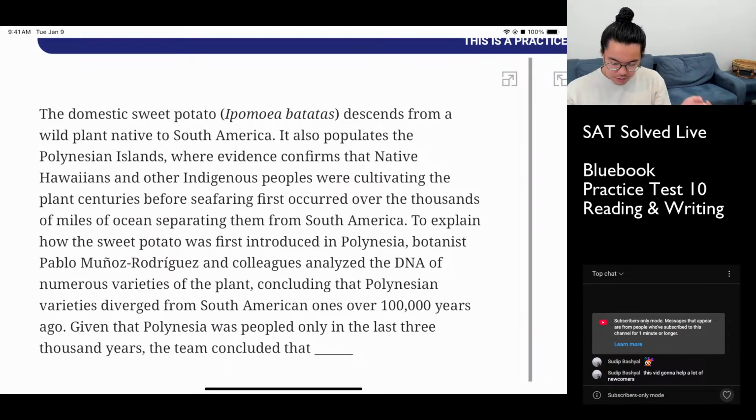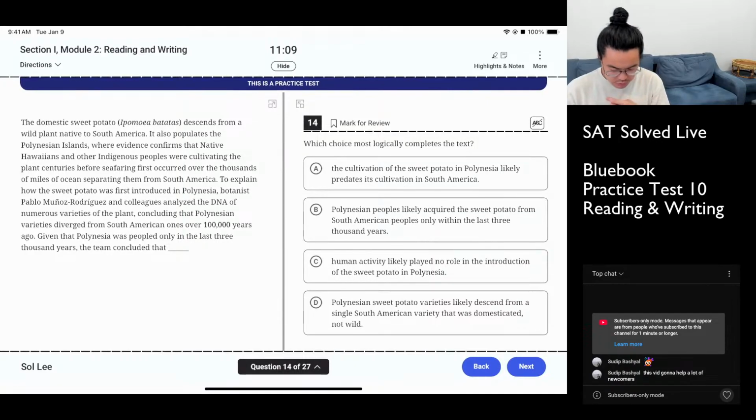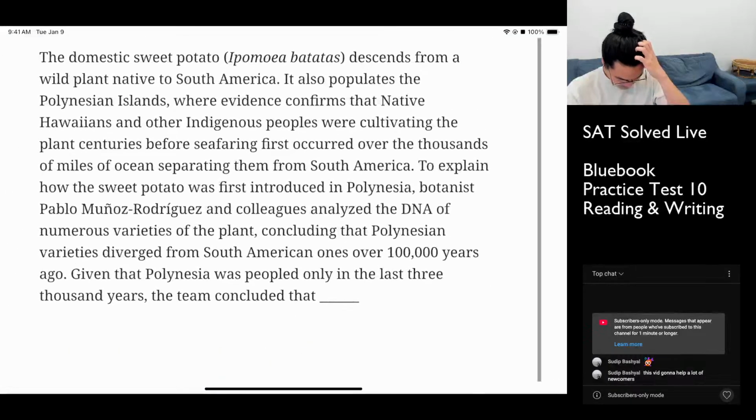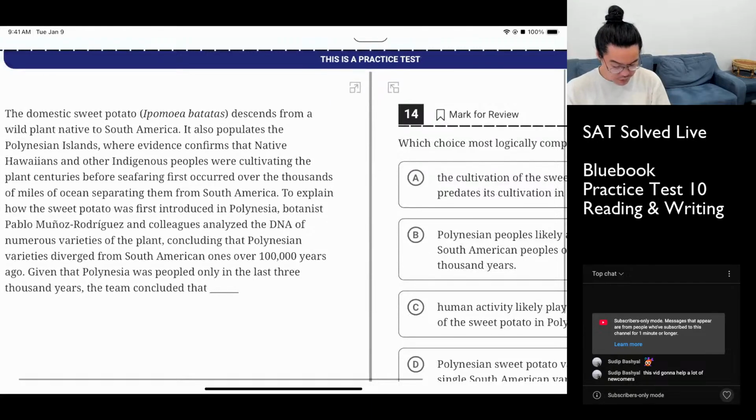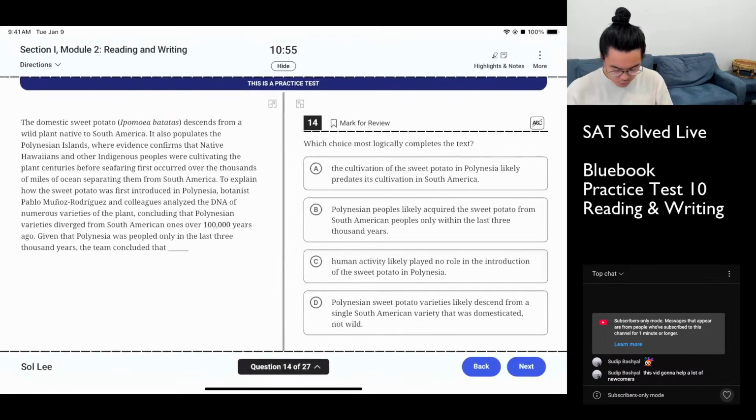If they're different and they diverged 100,000 years ago, then the people have no role. It's just irrelevant because the people didn't do anything. So what logically completes the text is that the team concluded that seafaring didn't bring it over, something else brought it over. Because hundreds and thousands of years versus hundreds of thousands of years is a totally different time scale.